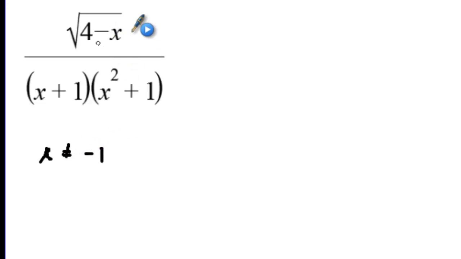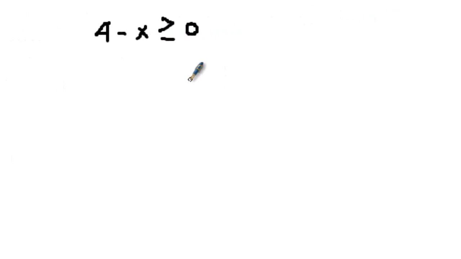Now I also have to work with this in the numerator. So I have to say that 4 minus x must be greater than or equal to 0. That's what the radicand tells me. And then I solve this. So I'm going to move the x over here, so I get 4 is greater than or equal to x.